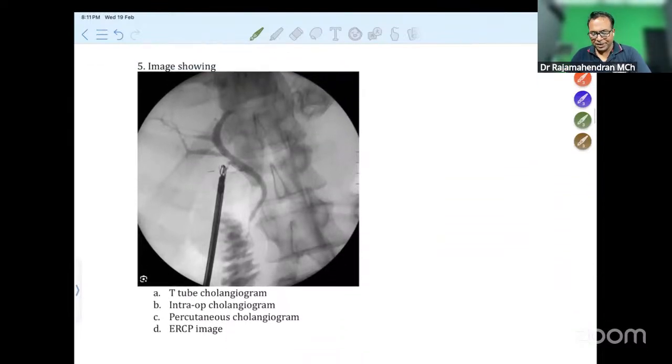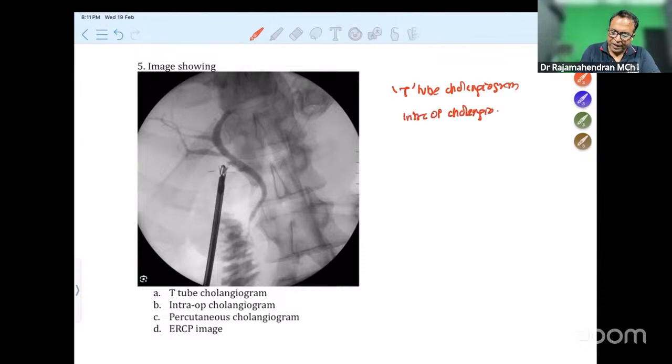So this question came in the exam. I request you guys, please go through the images of various procedures like a T-tube cholangiogram. Should not forget the image of the T-tube cholangiogram. Should not forget the picture of intraoperative cholangiogram.